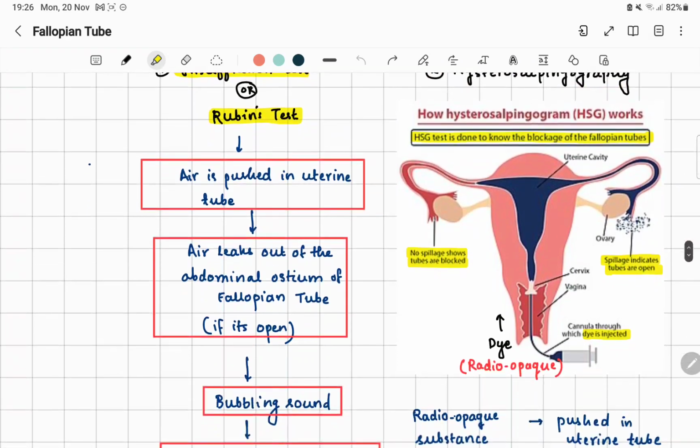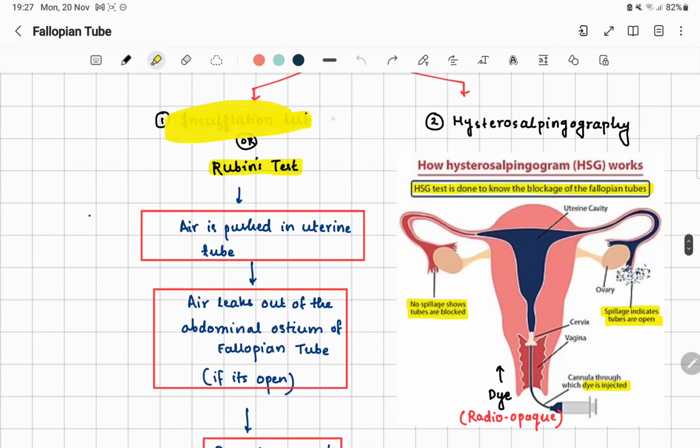In this HSG test, you inject a dye from the vaginal opening. The dye is injected through a cannula, and spillage of the dye indicates that the tubes are open. If there is no spillage, then it can be considered that the tubes are blocked. And what is the insufflation test?